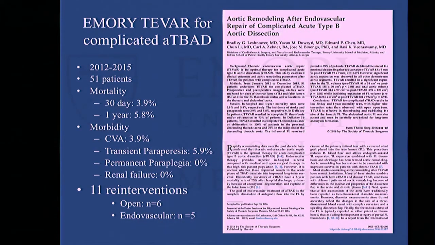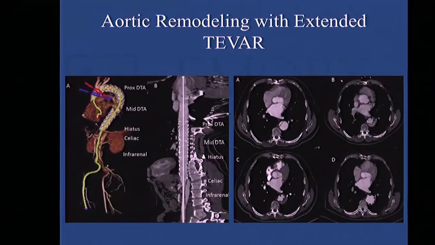Now, I will tell you that one of the risks of this operation, especially as you put a stent graft more proximally in the arch, is causing a retrograde type A dissection. So you have to be vigilant about that. So we looked at outcomes, and then our spin on this was we wanted to look at remodeling.